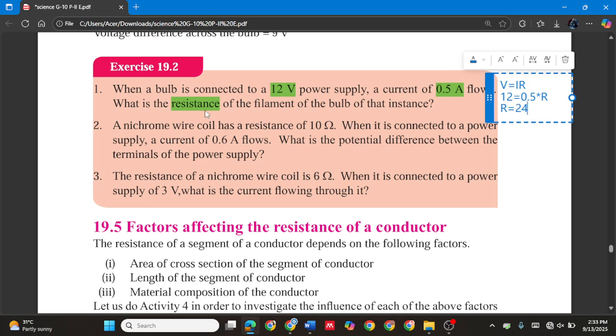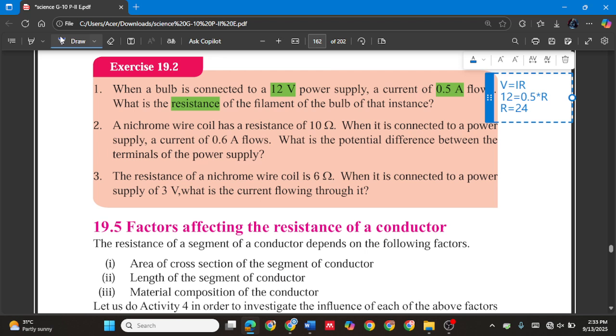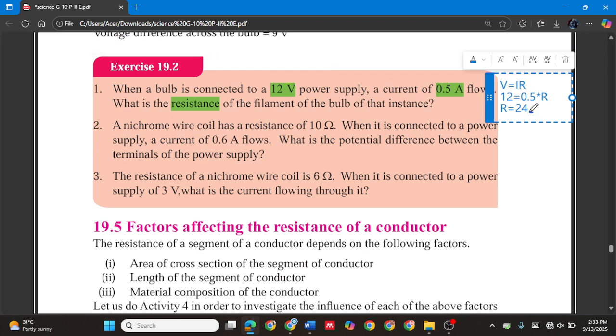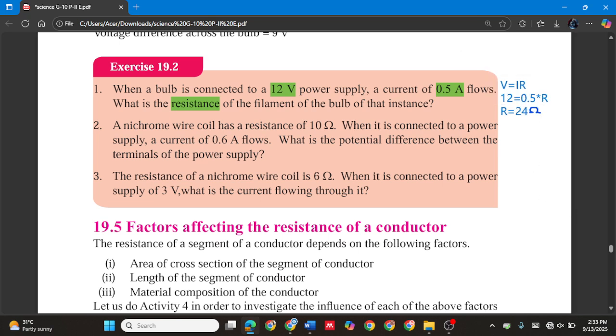What is the symbol? It should be like this. This is the symbol, and this is the answer. This is the multiplication. I just put that star mark instead of the multiplication. So R equals 24 ohm.